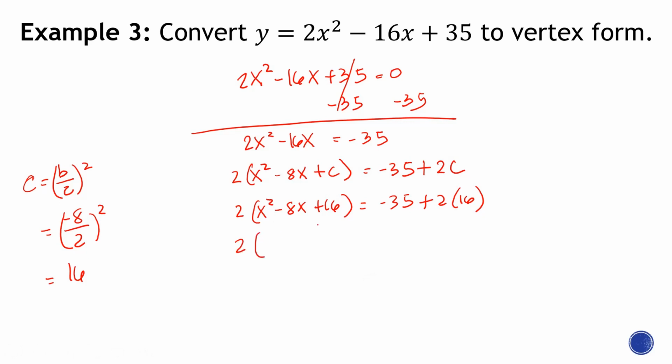Now let's try to factor this out. This is x, and whatever the sign of your middle term, the x term, that would be the sign there. And then the square root of 16 is 4, squared, equals negative 3. This is equal to 32, right? So negative 35 plus 32 is negative 3. And then I will add 3 there. I will add 3 also to the left side. So now our vertex form is this: 2 times x minus 4 squared plus 3.